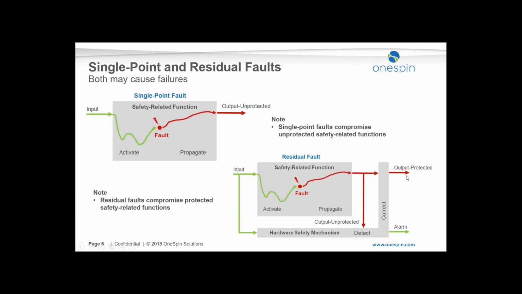So we have the situation where the fault is not detected by the safety mechanism, makes its way to the output and causes, let's say, a failure. And in this case, we call this a residual fault. So this is the nomenclature from the ISO 26262 standard.